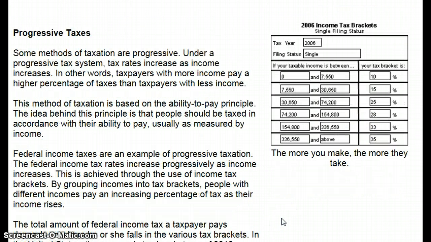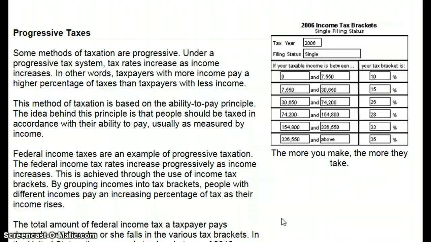Progressive taxes. Some methods of taxation are progressive. Under a progressive tax system, tax rates increase as income increases. In other words, taxpayers with more income pay a higher percentage of taxes than taxpayers with less income. This method of taxation is based on the ability to pay principle. The idea behind this principle is that people should be taxed in accordance with their ability to pay, usually as measured by income. Federal income taxes are an example of progressive taxation.